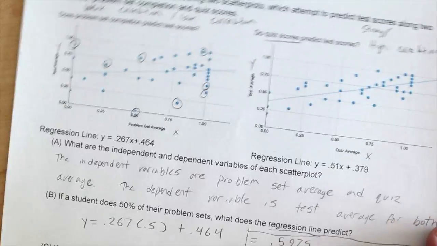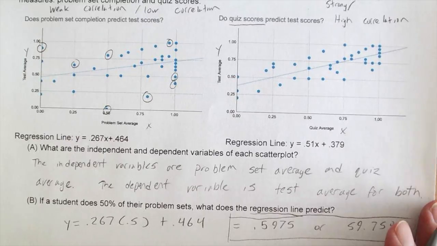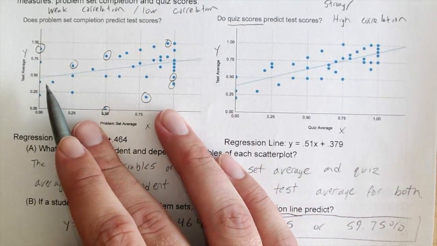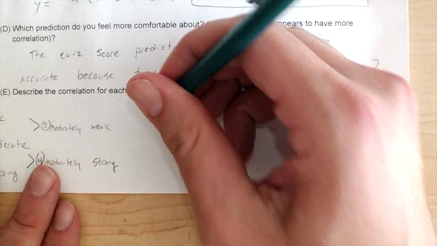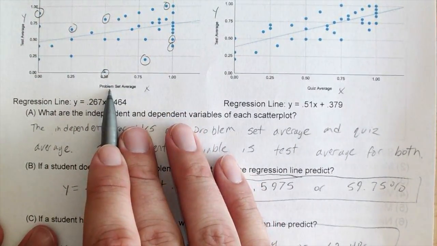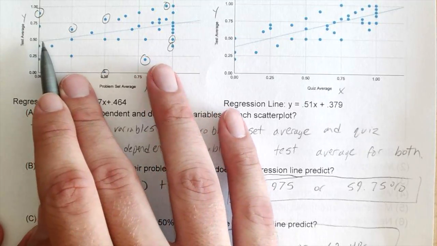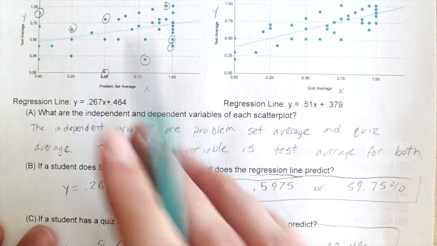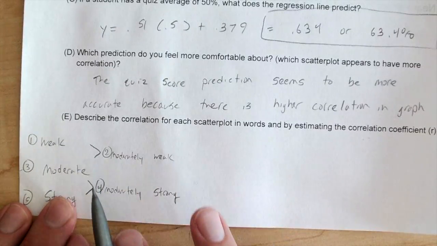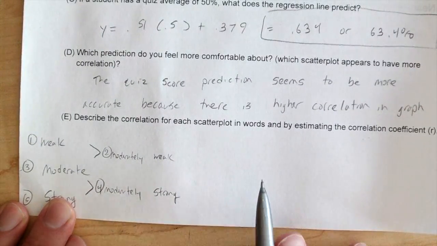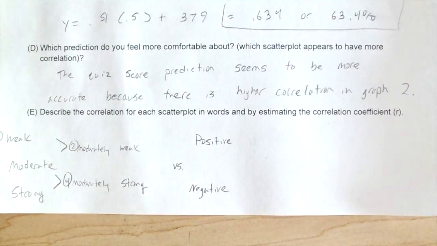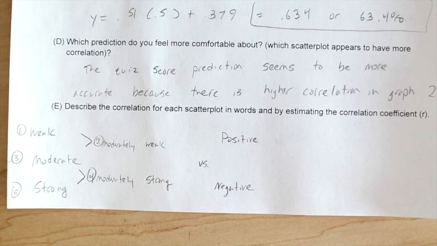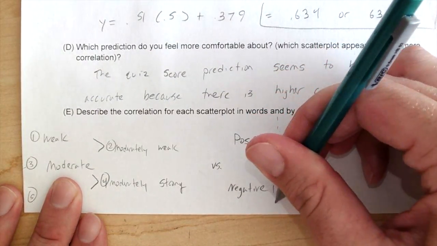And then the second thing is that some correlation is going to be positive and some correlation is going to be negative. Okay, so we'll see in the next example an example of a negative correlation, but think here that as problem set average goes up, test average goes up, it's like the slope is positive. So when you describe the correlation, you're going to want to describe how strong it is and also if it's positive or negative. So it's a two-step process here, but those are the things you're going to do. Okay, so those are just small notes for this.